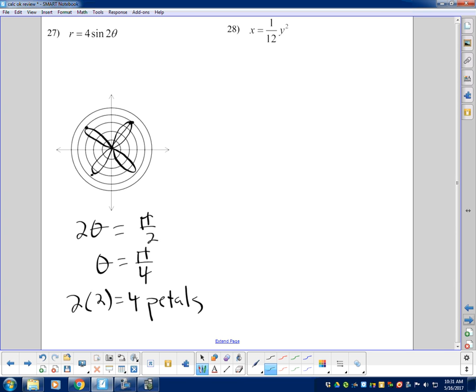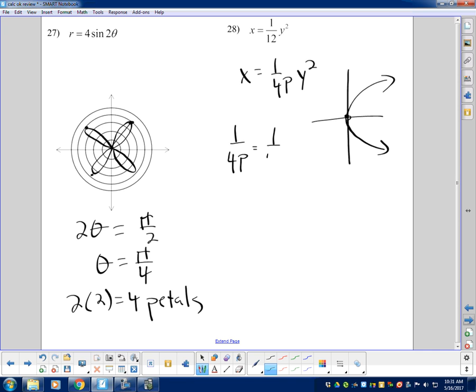All right, 28. What is the focus and directrix of the parabola x equals 1 over 12 y squared? Okay, so remember, it's x equals 1 over 4p y squared. This is a sideways opening parabola. It goes through the origin. Let's go ahead and find p. So I take 1 over 4p. That's got to equal 1 over 12. 4p equals 12. P equals 3. So that tells me 1, 2, 3. 1, 2, 3 from there.